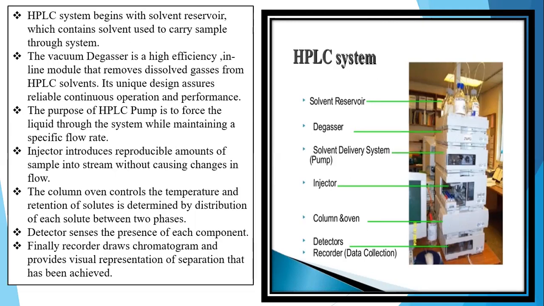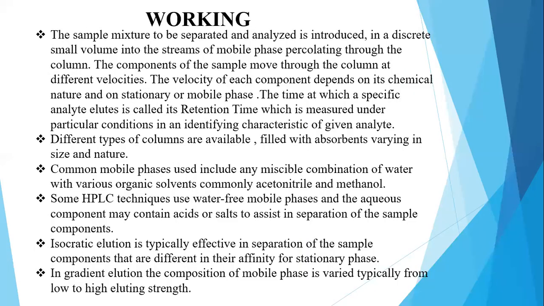The column oven controls the temperature, and the retention of solutes is determined by the distribution of each solute between two phases. Then come the detectors. The detector senses the presence of each component. Finally, the recorder draws a chromatogram and provides a visual representation of the separation that has been achieved.